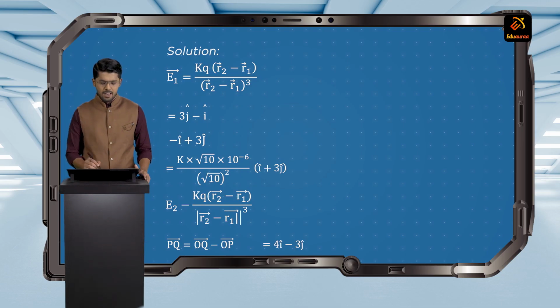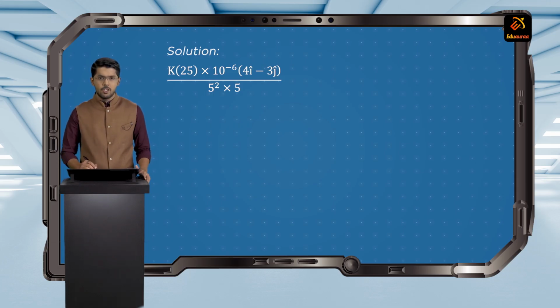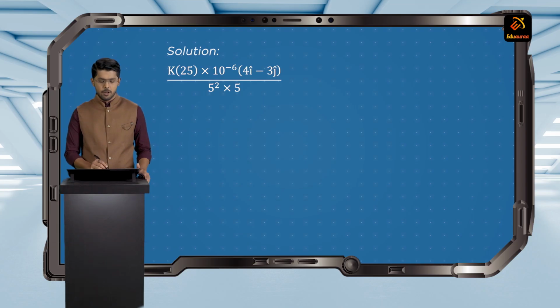Now, when you substitute the values, here you have KQ, where the value of Q is 25 microcoulomb. So let's write that as 25 into 10 to the power minus 6 multiplied by the vector PQ, which is 4 i cap minus 3 j cap, divided by the magnitude of the vector whole cube. That gives you the magnitude, which is 5 in this case. So let's write that as 5 square into 5, which will help us in simplification. To find the net electric field, you need to make the vector summation of vector E1, the electric field due to Q1, plus vector E2, the electric field due to Q2.